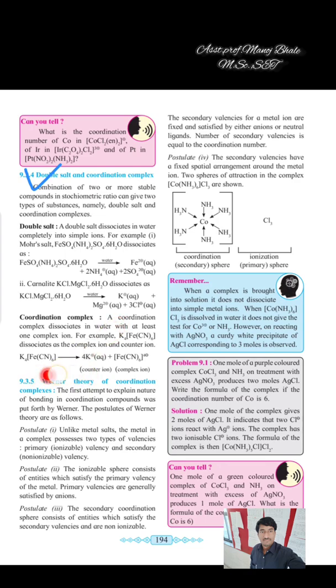For example, K4[Fe(CN)6]. There is a formation of the potassium K+ ion, which is the counter ion, plus the complex ion [Fe(CN)6], which has a charge of 4-. That means incomplete dissociation is possible there.